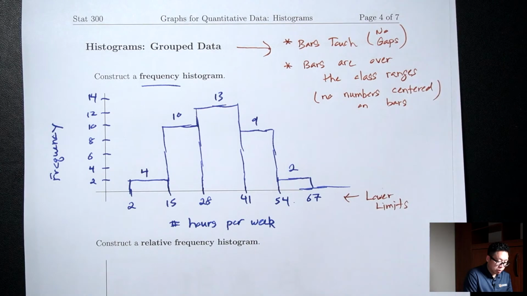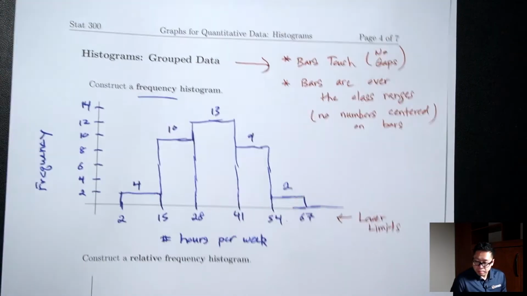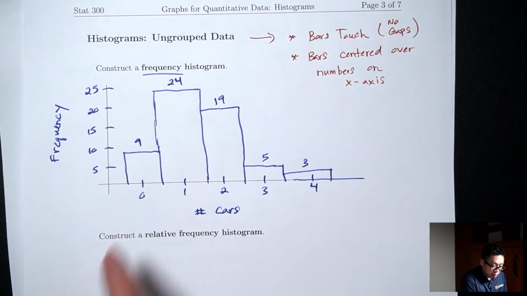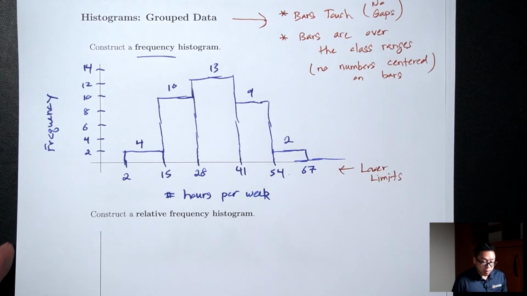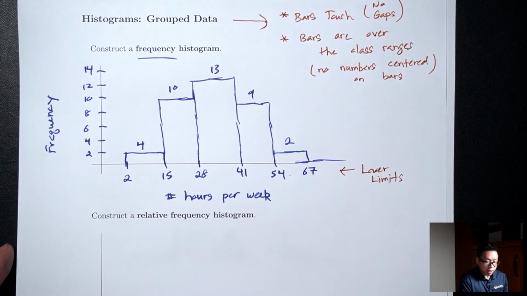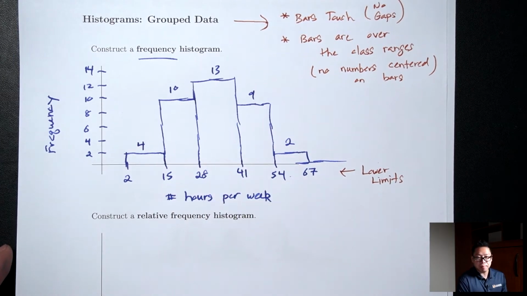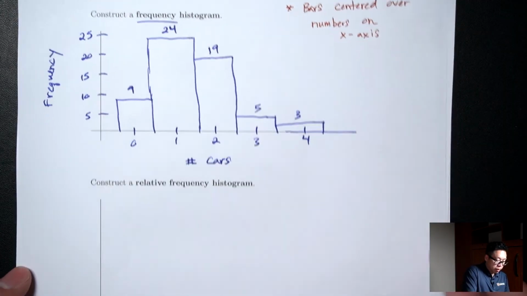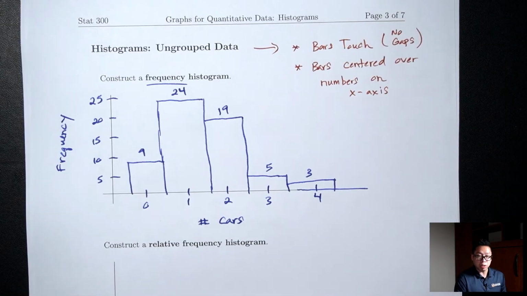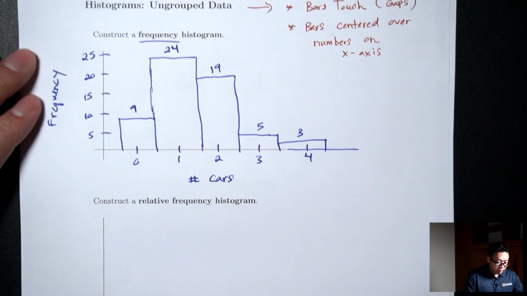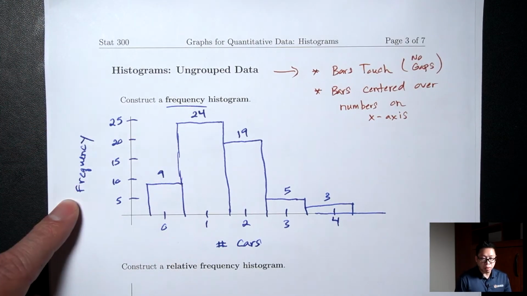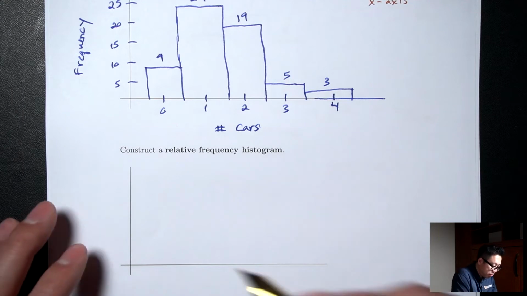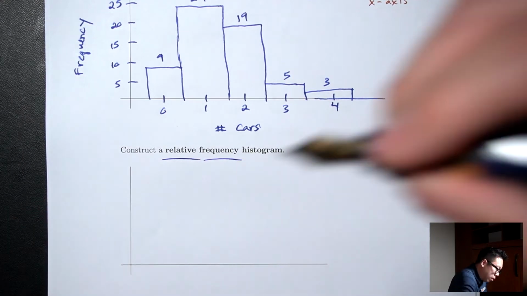Okay, so make sure you understand the difference between these two situations. The situation for ungrouped data, where you have the numbers at the center of the bars, and the situation for grouped data, where you have the bars over a range and you don't have any numbers at the center of the bars. Now, let me go back and do the other variation, relative frequency histograms for both situations. The only difference is in a frequency histogram, you put the frequency on the y-axis. In a relative frequency histogram, you put relative frequency. That's the only difference.